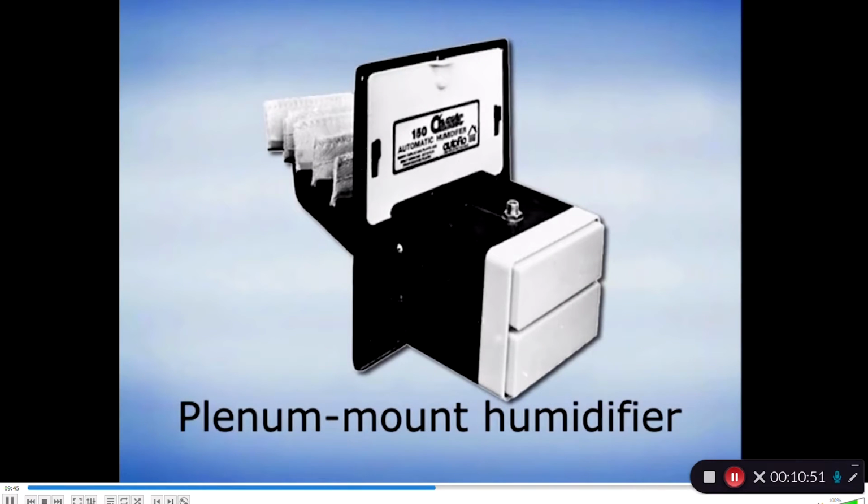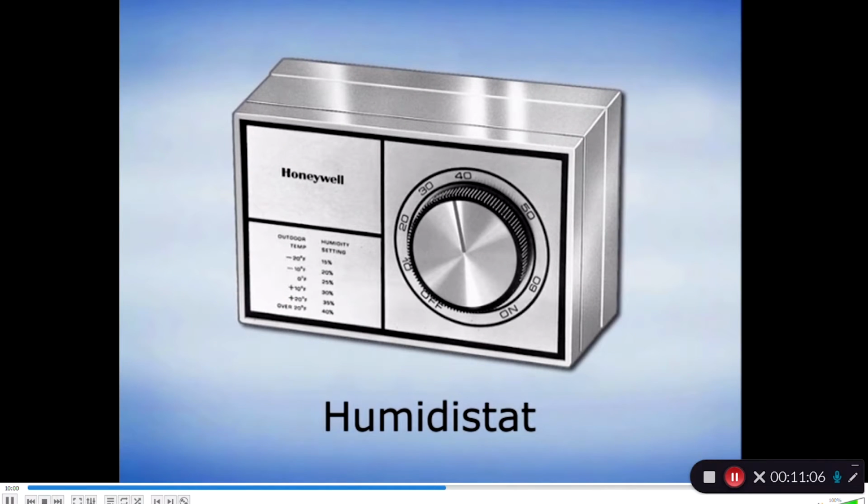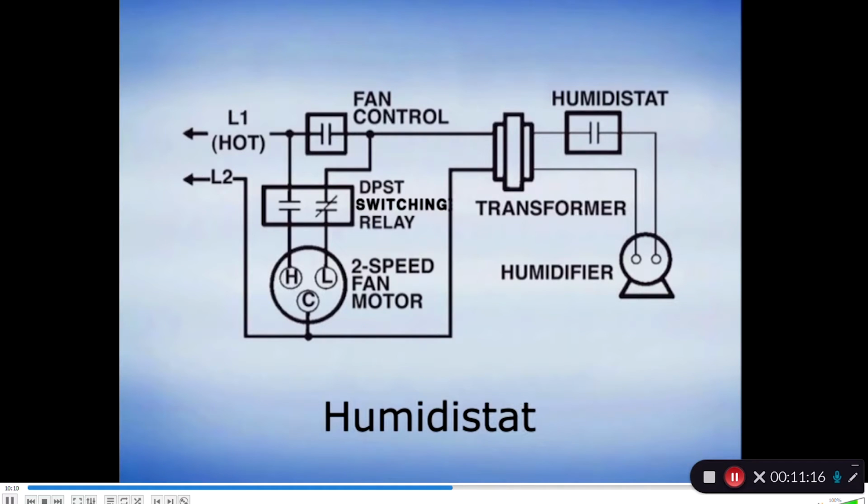The plenum mount humidifier is mounted in the supply plenum or the return air plenum. The humidifier media is located in the path of the air, which is forced through the media, absorbing moisture. Humidifiers are often controlled by a humidistat. The humidistat controls the motor and the heating elements in the humidifier. The humidistat has a moisture-sensitive element, often made of a nylon ribbon. Dry air causes the element to shrink, which activates a snap-action switch and starts the humidifier.